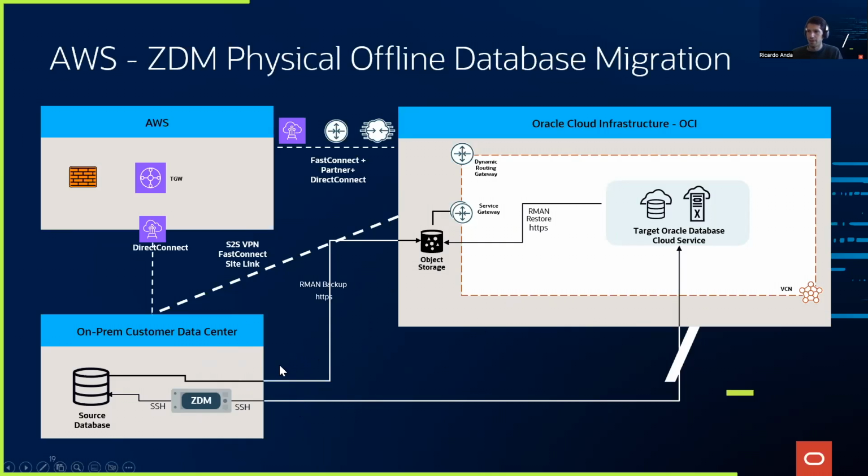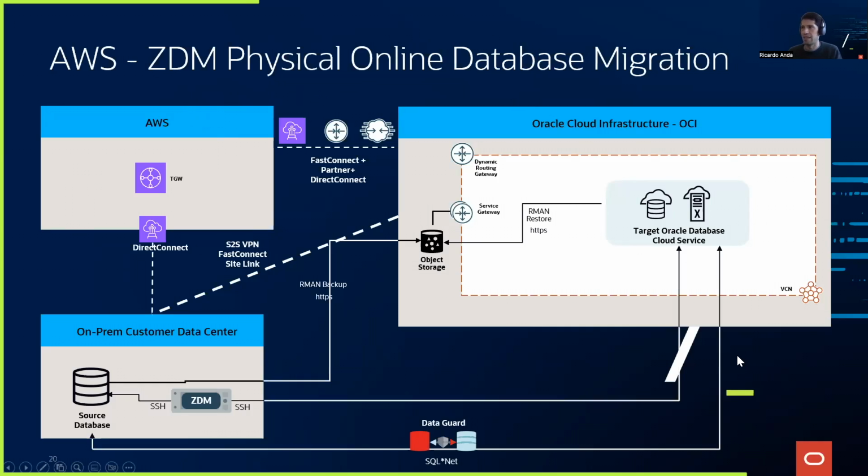Finally, the last thing that is important to keep in mind here is that since we're using object storage for storing the data, object storage uses HTTPS. So if you have any web proxy that may impact this, it is important to keep that in mind. Okay, so these are the main considerations from a networking point of view. This is in physical offline. So now let's go to physical online.